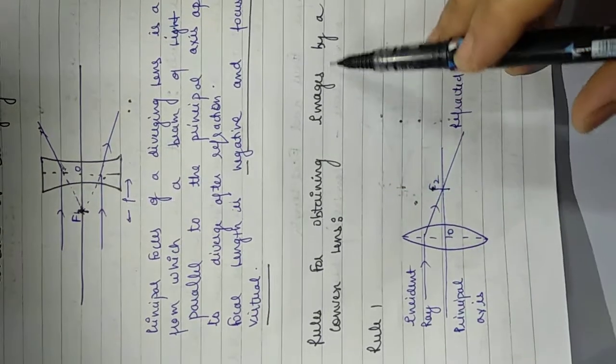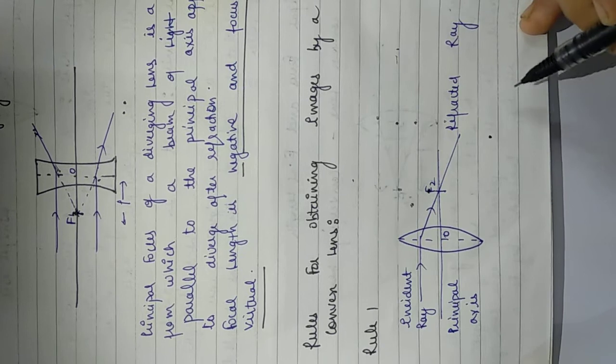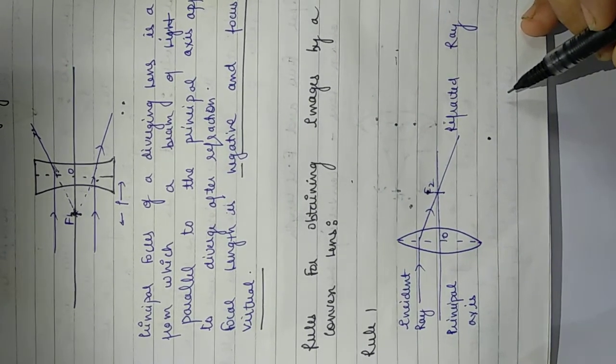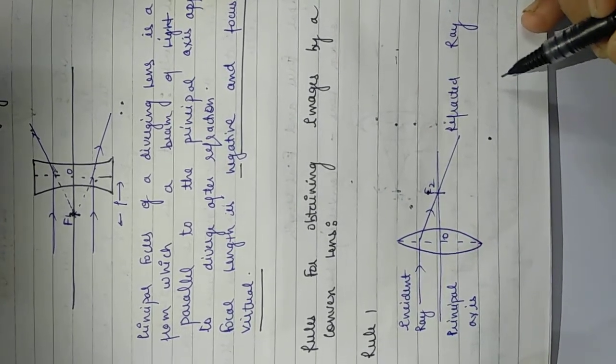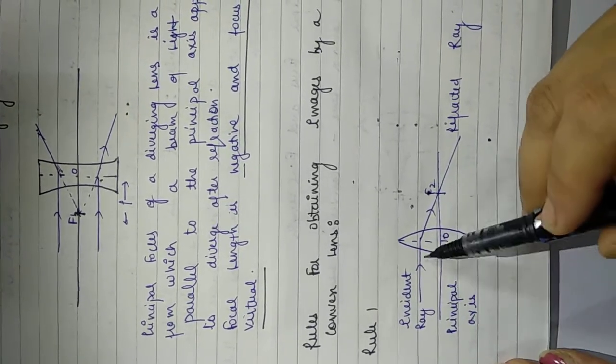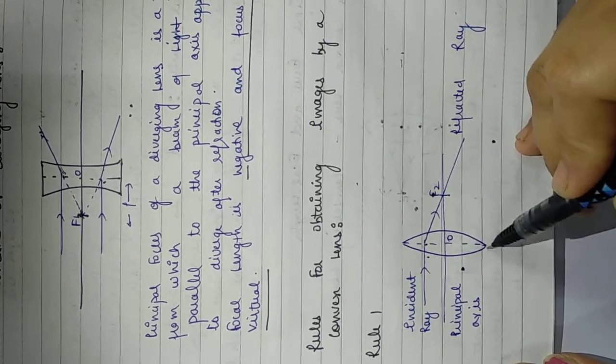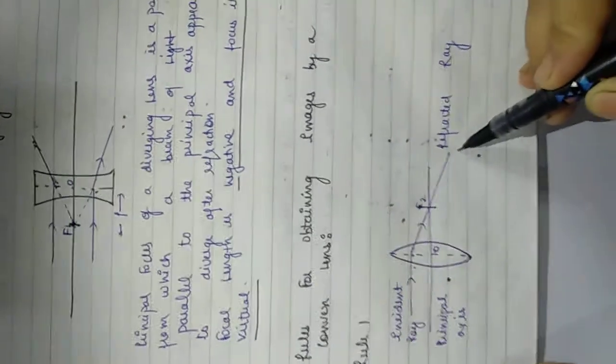The rules for obtaining the images by a convex lens. We have three rules, and before drawing the ray diagram, you all must keep these three rules in your mind. Your first rule says that the incident ray, which is parallel to the principal axis, after refraction from this convex lens, will pass through the focus.